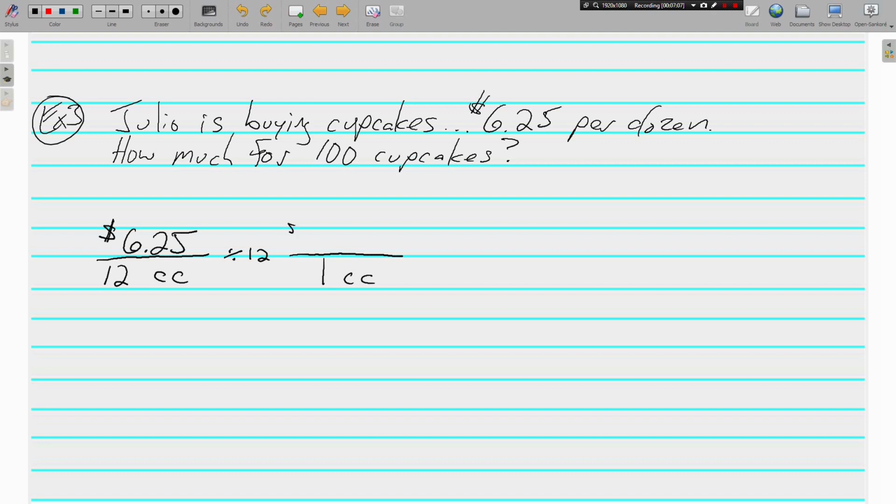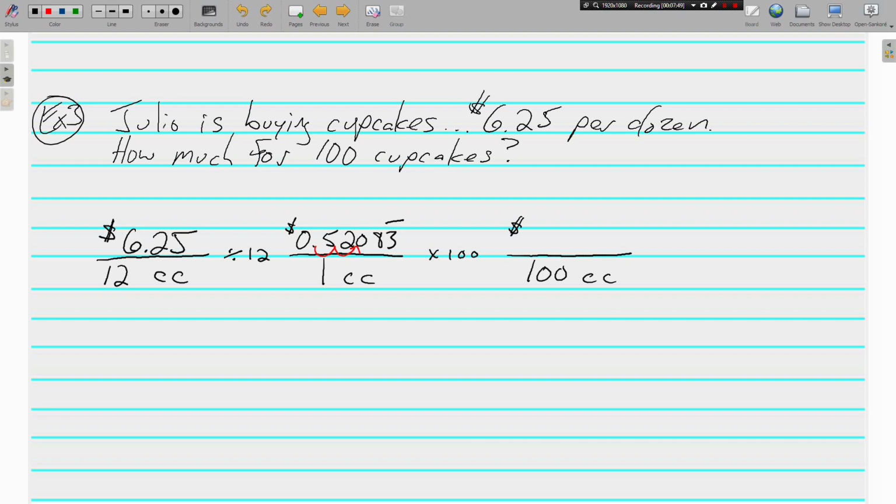$6.25 divided by 12, again, is going to give us an ugly decimal that we're going to leave. It's 0.52083 repeating. It's a horrible number, but that's okay, because we're going to multiply it by 100, because we need to know how much for 100 cupcakes. When we multiply by 100, the decimal gets moved twice, which gives us 52.083 repeating.